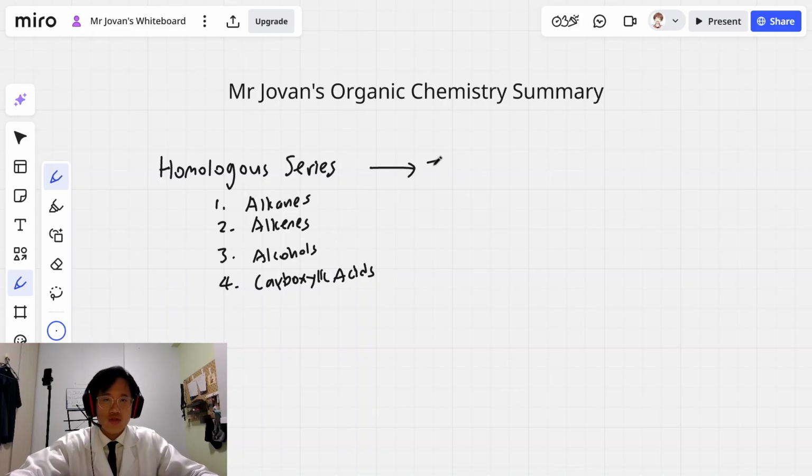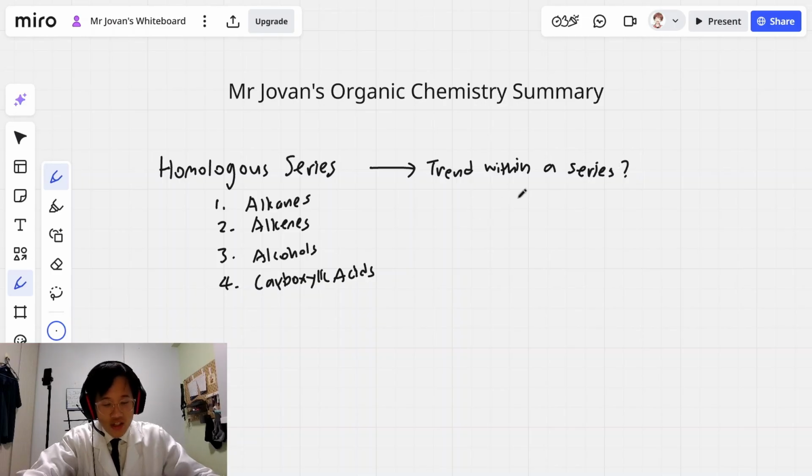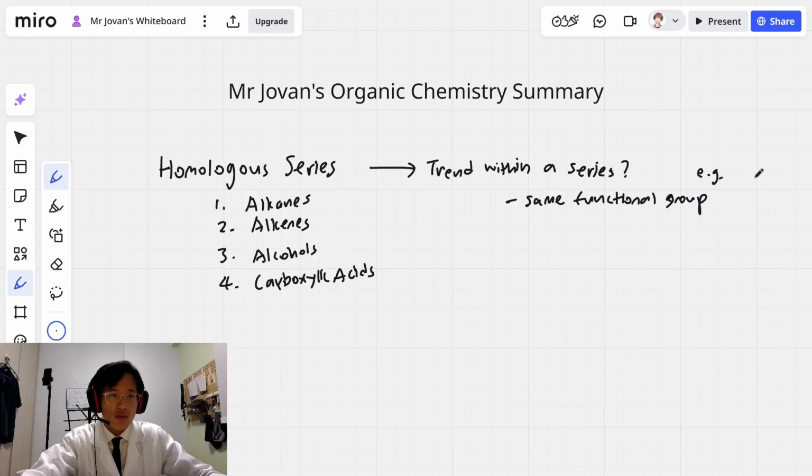And what is the trend within a homologous series? So what's the trend within one of the series? Within each individual series, they will have the same functional group. What is a functional group? An example of a functional group is the OH in alcohols or the COOH in carboxylic acids. These are the functional groups that define a homologous series. Within each homologous series, there is its own functional group.